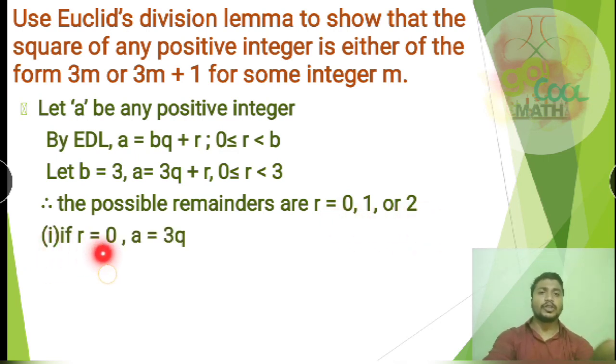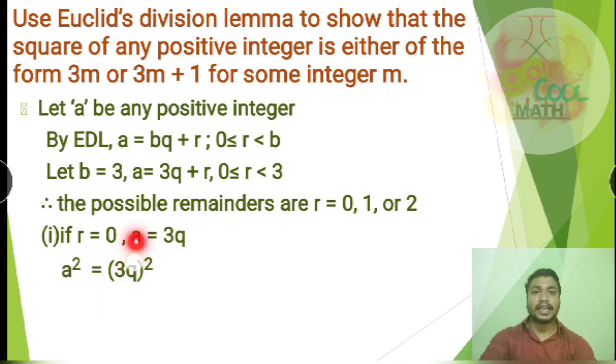If r is equal to 0, the lemma becomes a is equal to 3q plus 0, which is nothing but 3q. Therefore, a is equal to 3q. Here a is a positive integer. But in the question, you may observe that it asks for the square of any positive integer, so we have to square both sides.